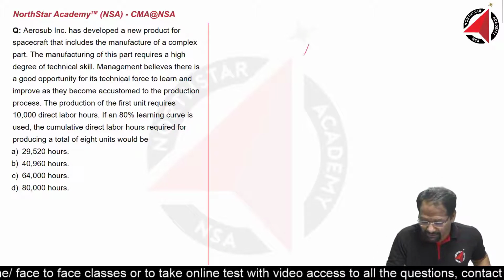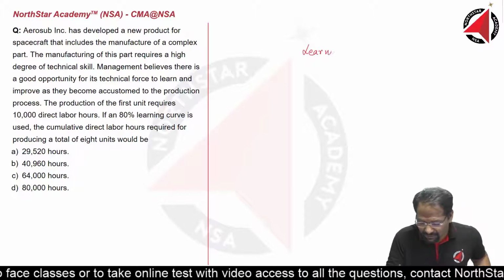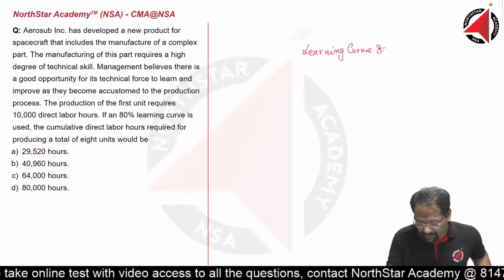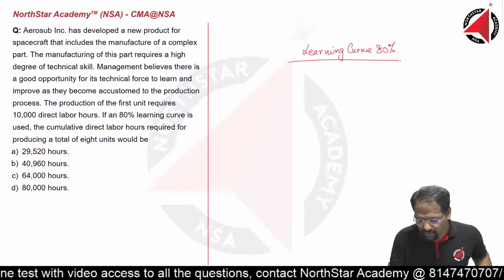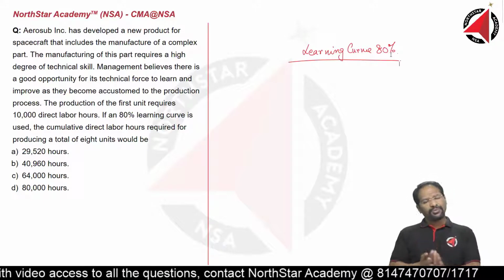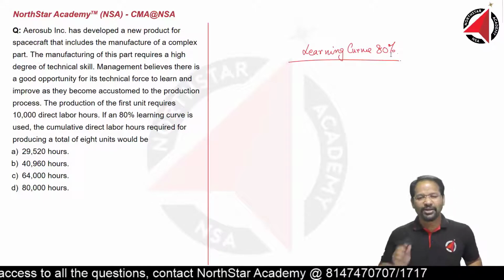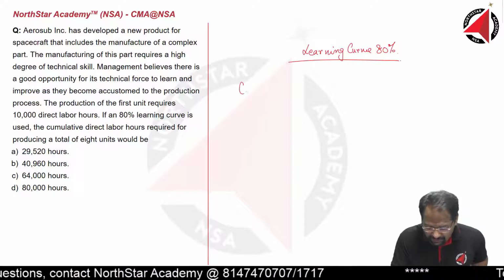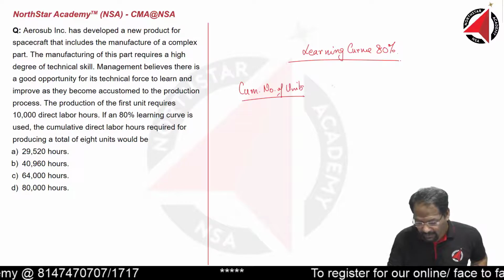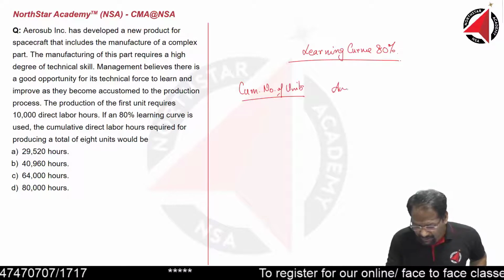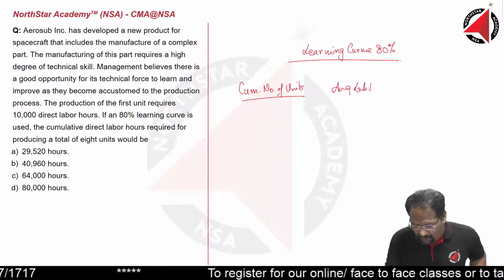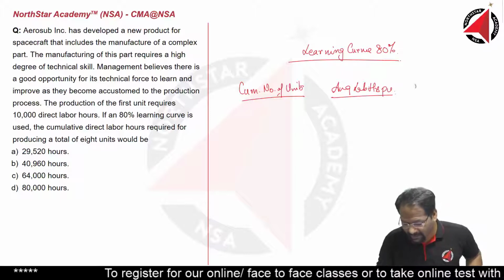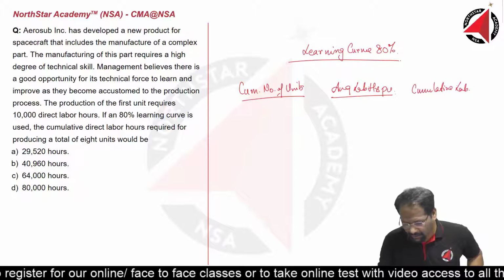So, learning curve. What is the learning curve given in the question? Learning curve is 80%. First, I will tell you the long cut through the format, and once you have understood it, we will once again do it shortcut just by using calculator. So the first one, cumulative number of units. This becomes average labor hours per unit. Remember, per unit, and this is cumulative labor hours.